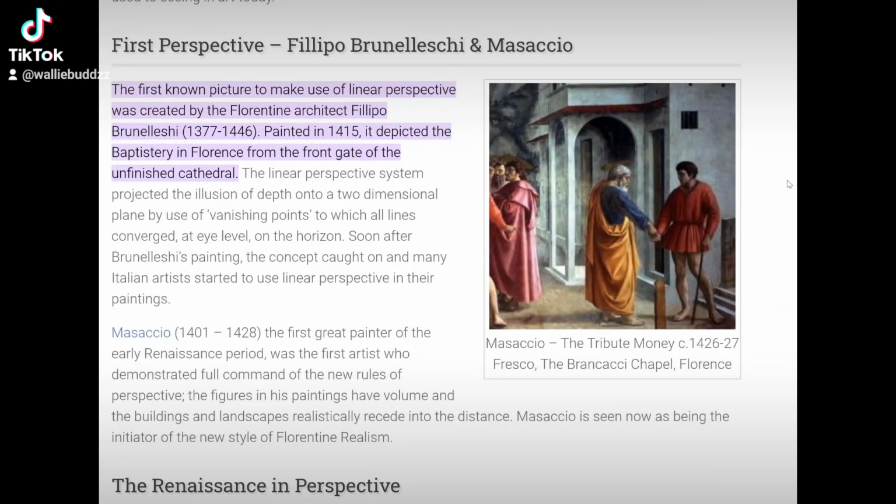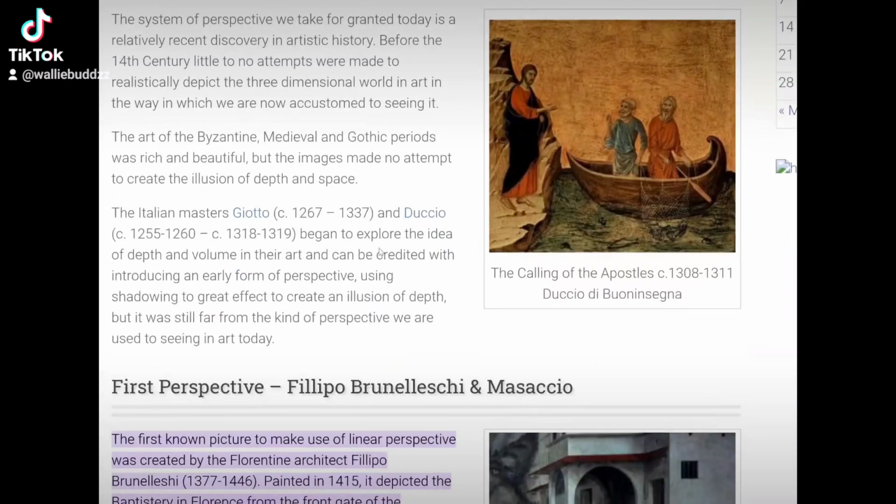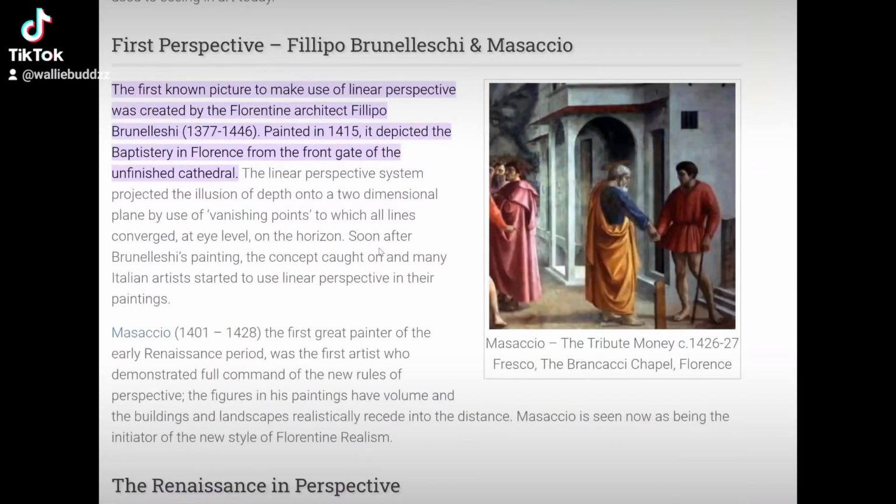It kind of all starts with this Brunelleschi figure and Masaccio, if they were real people. And it's interesting, they bring up here that even in the past, the medieval artists did try to do some things with shadowing to create depth, but it's not the same as what these artists were doing. The linear perspective system projected the illusion of depth onto a two-dimensional plane by the use of vanishing points, to which all lines converged at eye level on the horizon. Soon after Brunelleschi's paintings, the concept caught on and many Italian artists started to use linear perspective in their paintings.